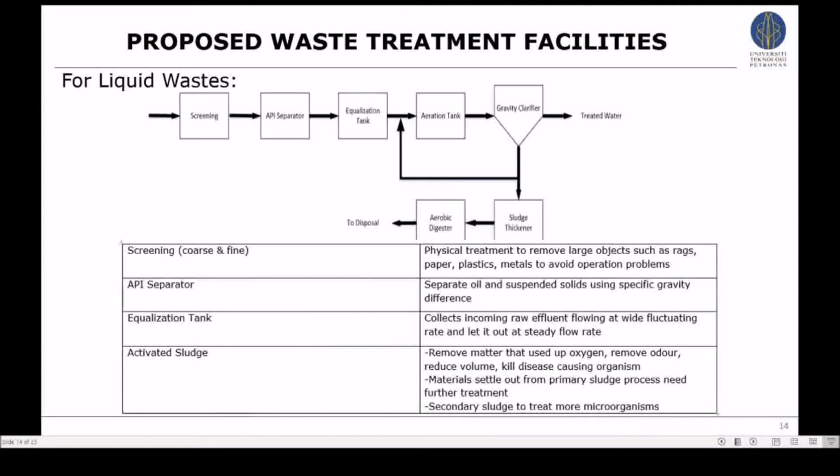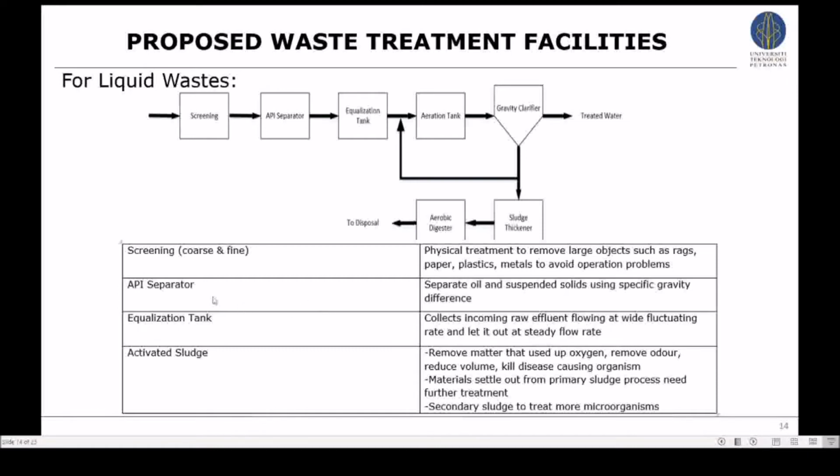And for the liquid waste, these are the proposed waste treatments for the wastewater treatment plant. The first step is the screening, which consists of the coarse and the fine. It is a physical treatment to remove large objects such as rags, paper, plastics, and metals to avoid operation problems. After the screening process, it will go through the API separator, where it will separate the oil and suspended solids using specific gravity difference. Here, the suspended solids will settle to the bottom while the oil will rise up and get skimmed off to remove it.